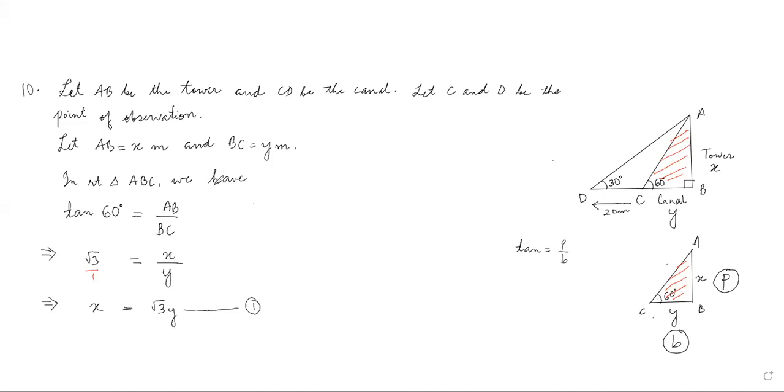In right triangle ABC, we have tan 60 equal to AB by BC. Tan 60 is root 3, AB is x, BC is y. So cross multiply: x equals root 3 into y, by equation number 1.